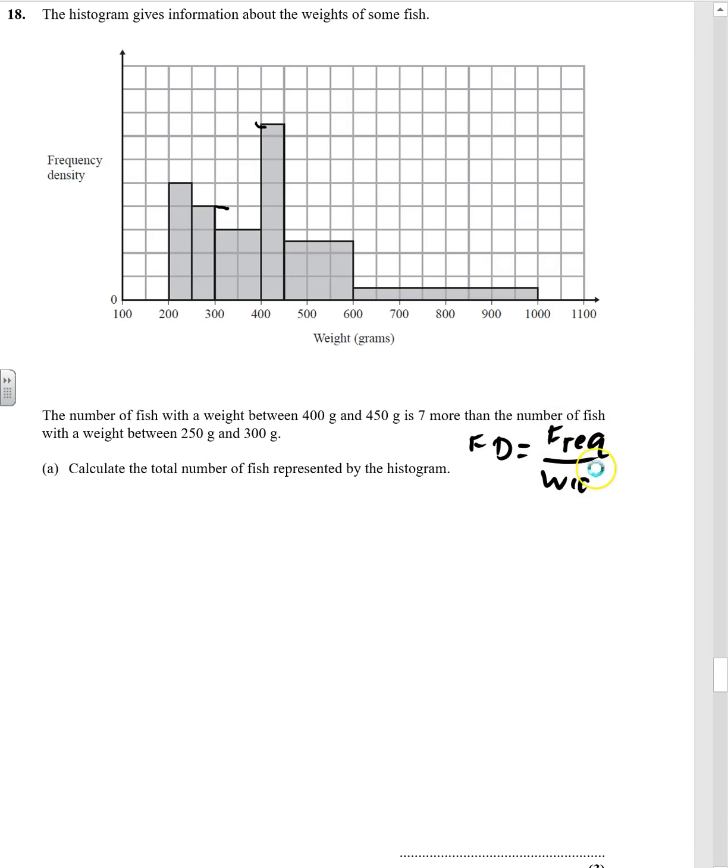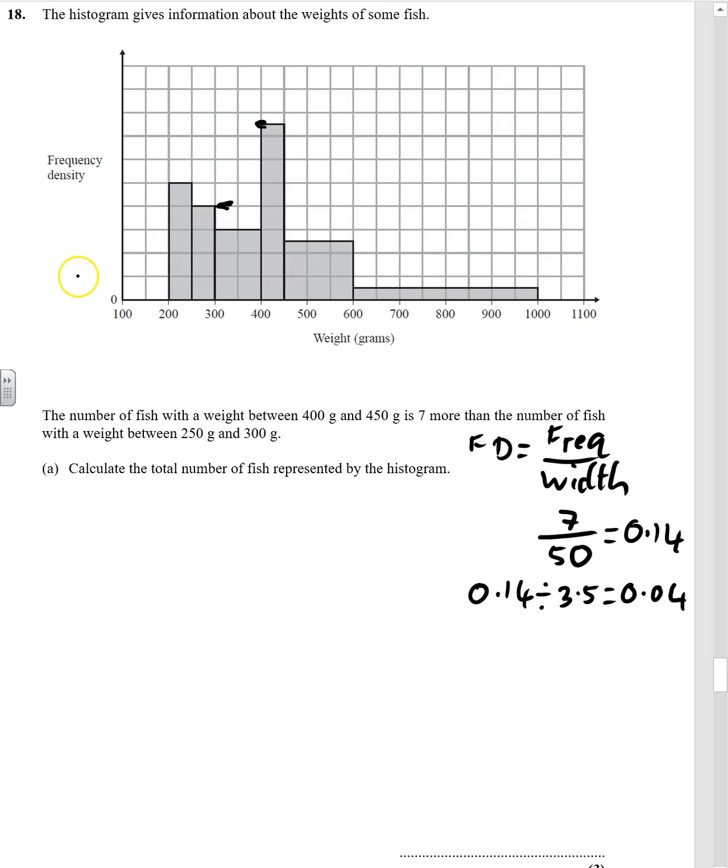divided by class width. Well, we've got a frequency of 7 and a class width of 50. They're both the same, which gives us 0.14. So from there, I already marked it on, to there, 3.5 squares, the frequency density has gone up by 0.14. So if we do 0.14 divided by 3.5, it will tell us how much each one of those little squares is worth on the y-axis, which is 0.04.